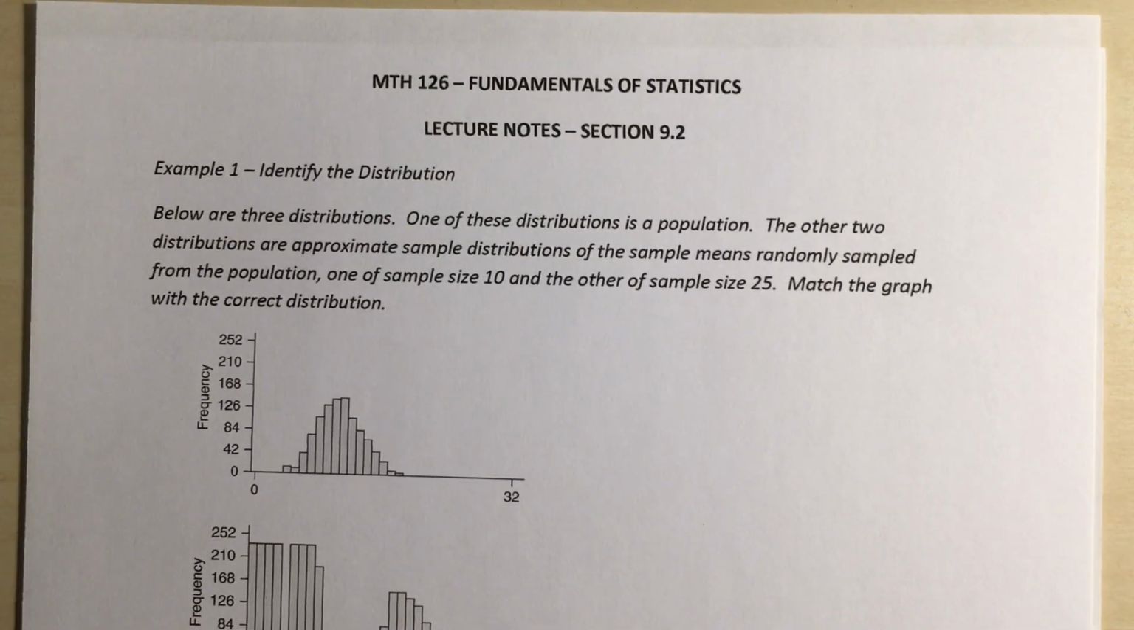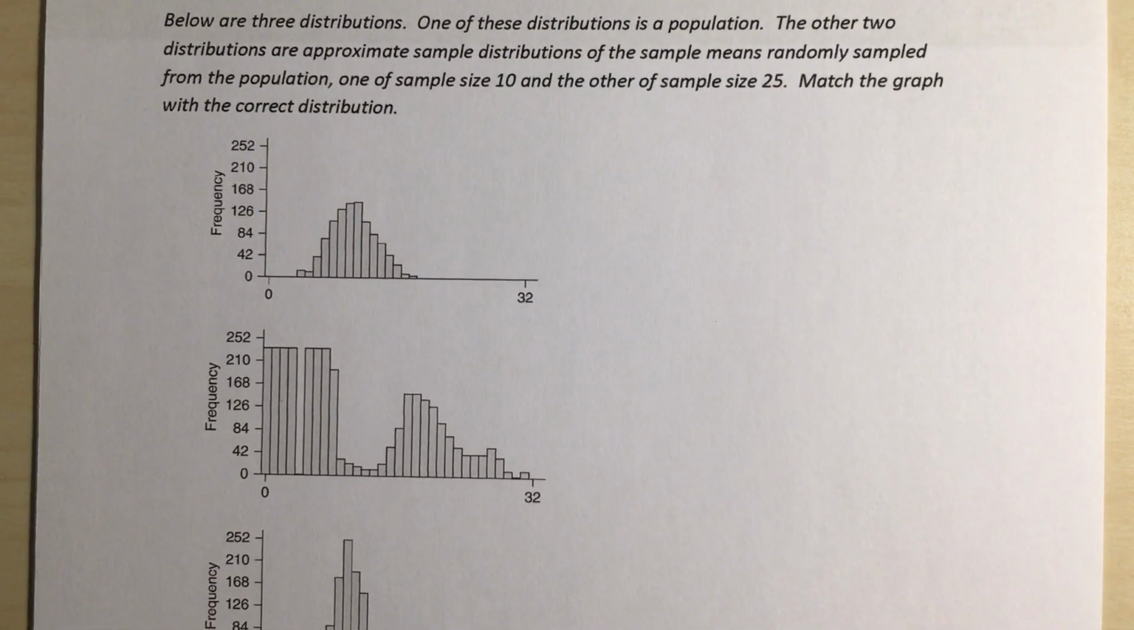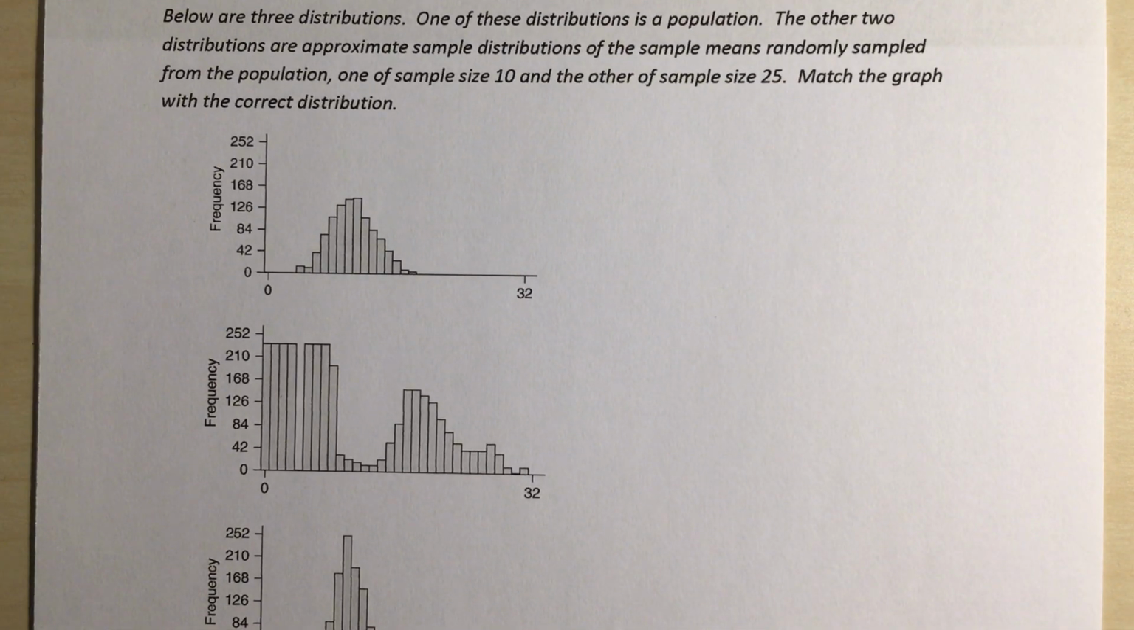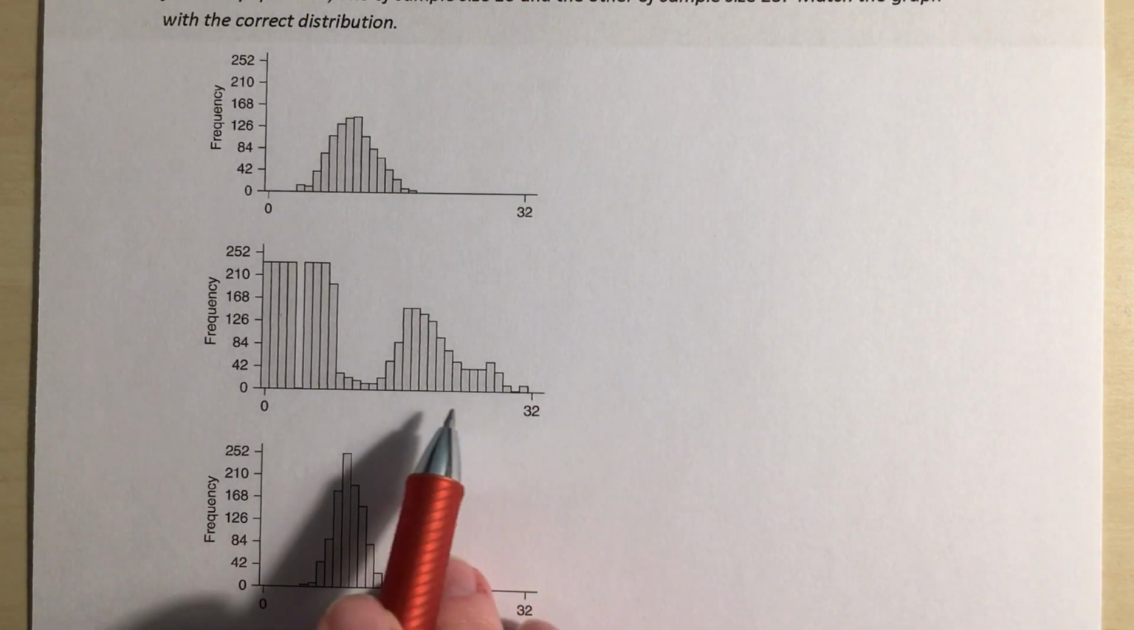So below are three distributions. One of these distributions is of a population. The other two distributions are approximate sample distributions of the sample means randomly sampled from the population, one of sample size 10 and the other of sample size 25. Match the graph with the correct distribution. All right, so the first thing that we're going to do is pick out the one for a population.